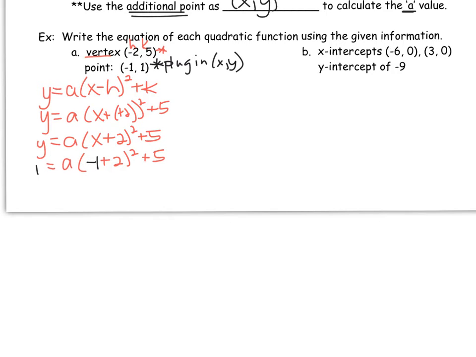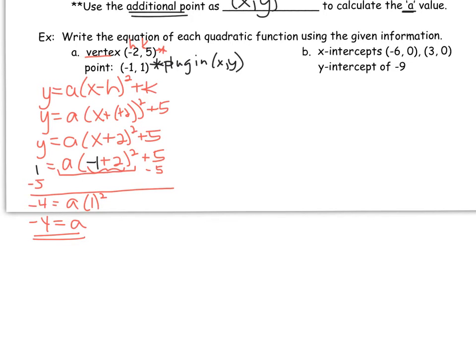We'll simplify. Now we need to be careful when we simplify. There's addition and multiplication here that if we mix up our order of operations, things are going to turn quickly. This is all one big product. I'm going to move 5 over right away just so that it doesn't mess with us. 1 minus 5 on the left would be -4. On the right, -1 plus 2 is 1. 1 squared is 1. And a times 1 is a. So it turns out that a is -4.